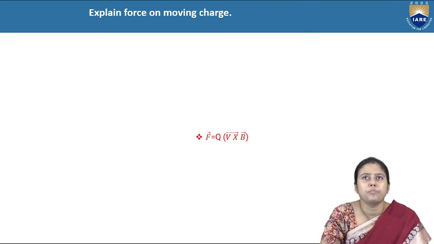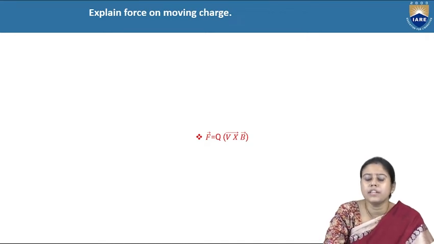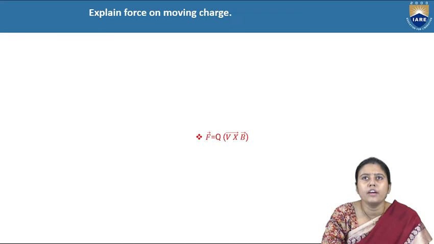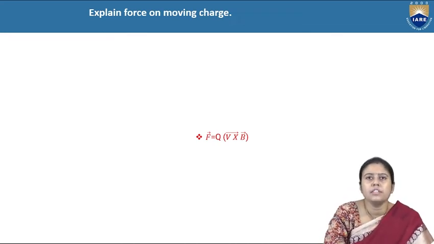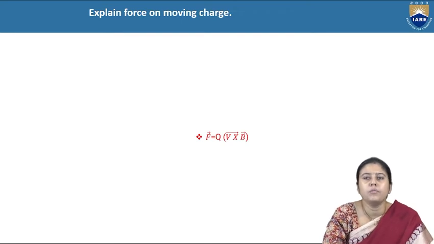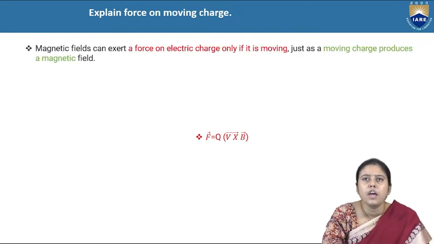First question, explain the force on the moving charge. Force on the moving charge, we know, F equals Q V cross B. So according to the definition and terminology, we can only write F equals Q into V cross B. But what is behind this?